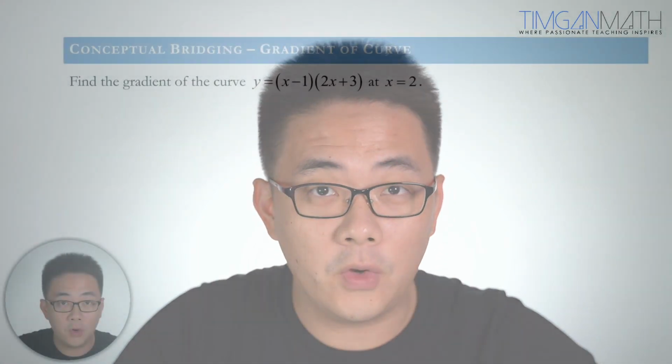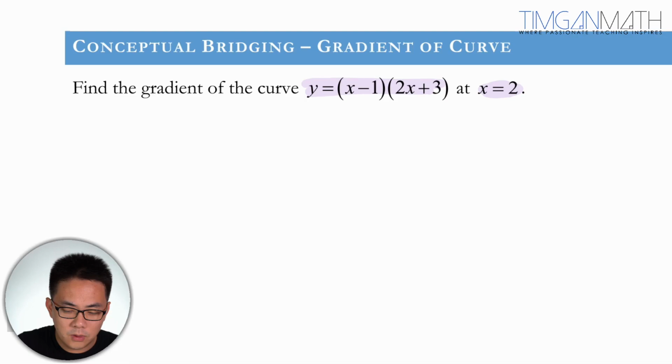Hi students, let's look at this question here, which is on finding the gradient of the curve. This concept is about the derivative as a gradient function. So let's see how we can understand this properly. You're told to find the gradient of this curve when x is equal to 2. You already know how to find the derivative, right?